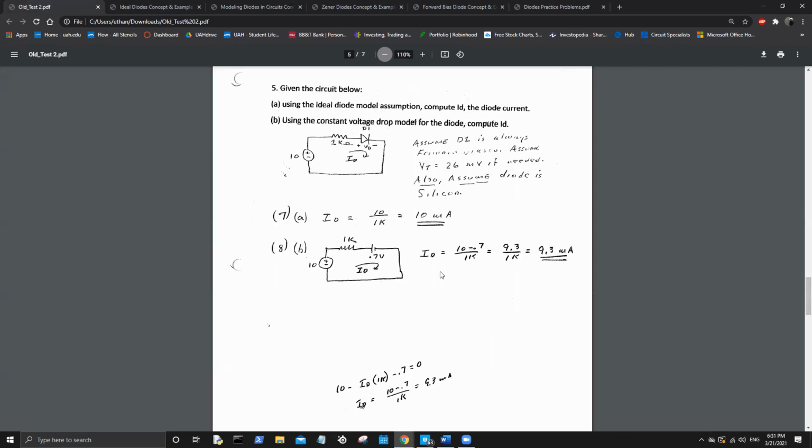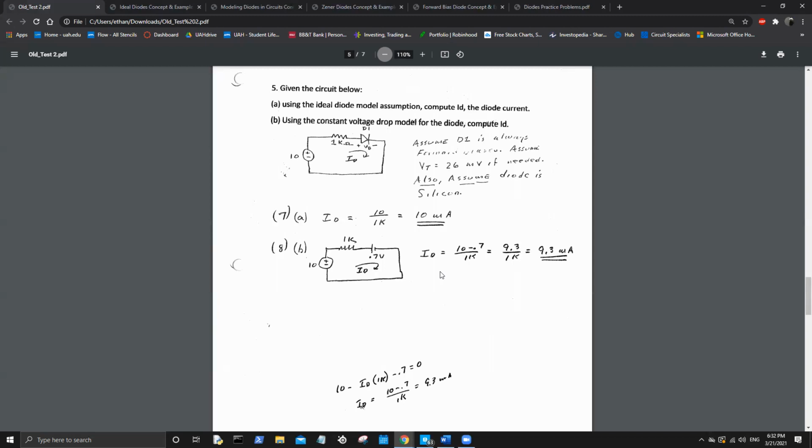All right, so what is this one? Ideal diode model assumption, compute ID, the diode current. So ID here looks like it ends up being the voltage divided by the resistor. Are you kidding? Yeah, it's literally like the easiest problem ever. If I get jumped and he gives me like quantum physics problems, I'm gonna be somewhat disappointed. If he gives us the same level of test as this, I swear some of us could finish it in less than 20 minutes.